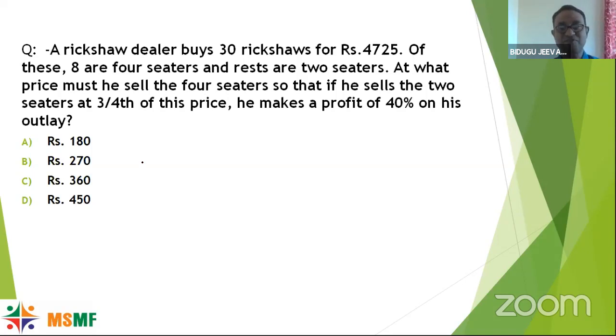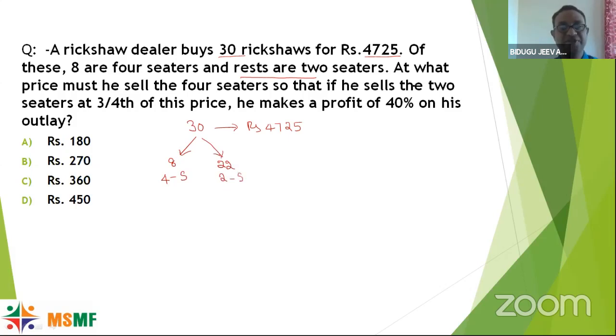So let me read once a problem so that the style of reading question also gives some idea. A rickshaw dealer buys 30 rickshaws for this one. Of these, that means out of these, 8 are 4-seater, right? 30 rickshaws, he purchased it for rupees 4725. Right. Out of these, 8 are 4-seater. And the rest means remaining, right? That is 22 rickshaws are 2-seater.